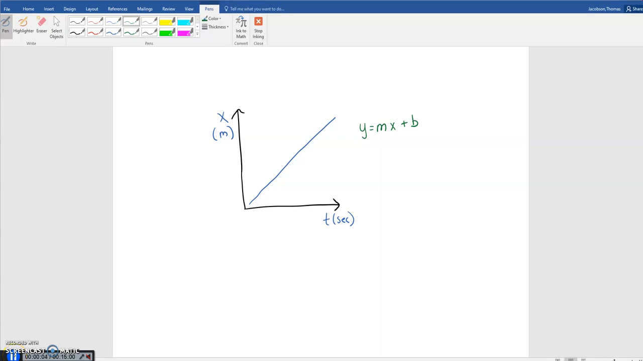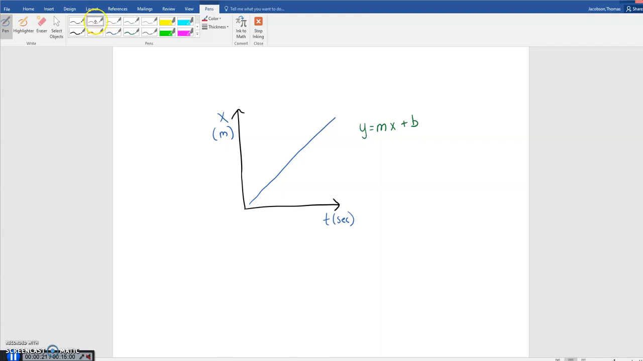To review, let's go back and look at a position versus time graph for a tumble buggy or a car, whatever we did in our lab recently. We saw that we got a linear line for something that's going at a constant speed, and we got the equation of the line y equals mx plus b that you know from algebra.